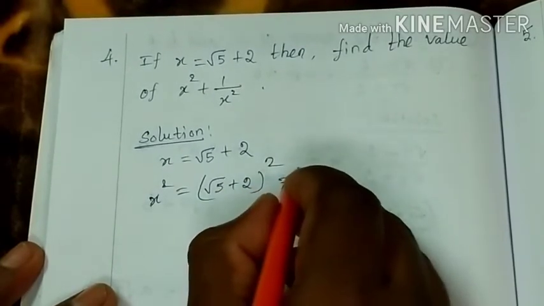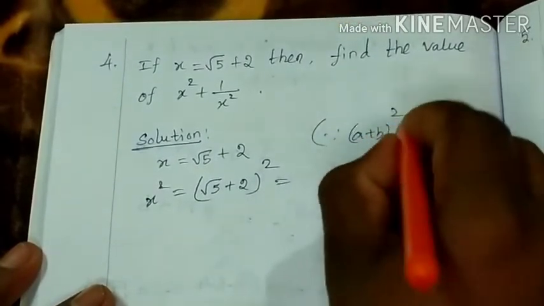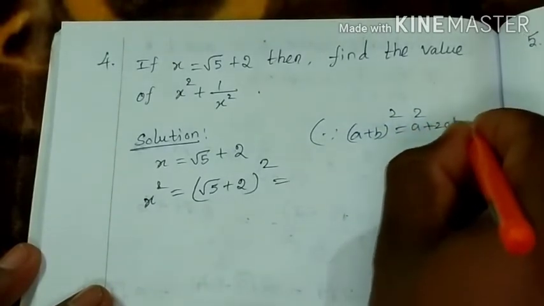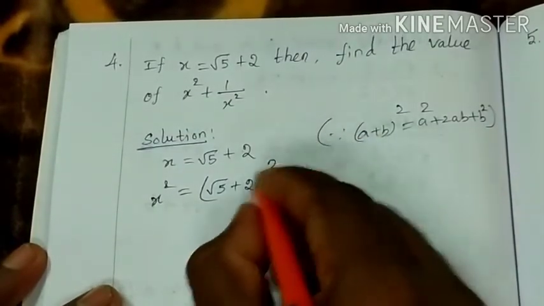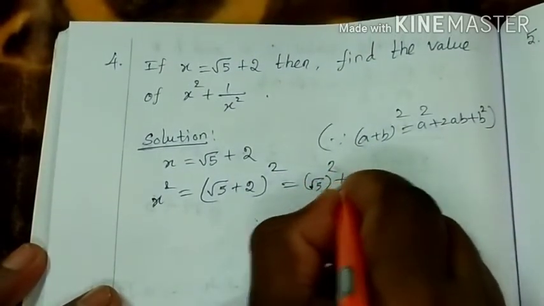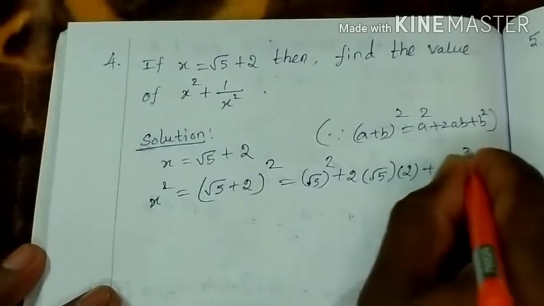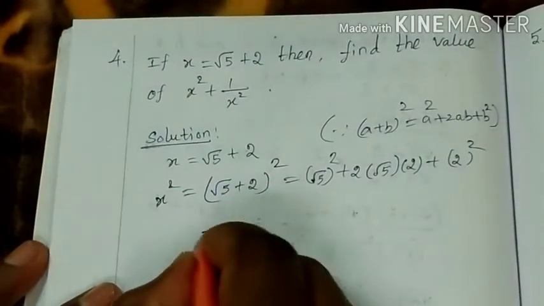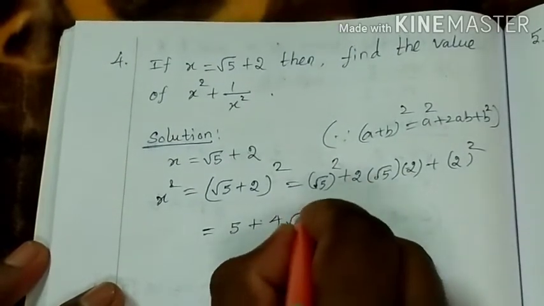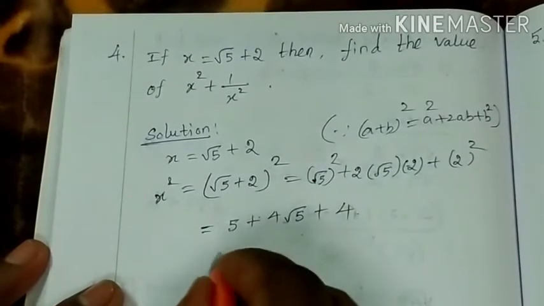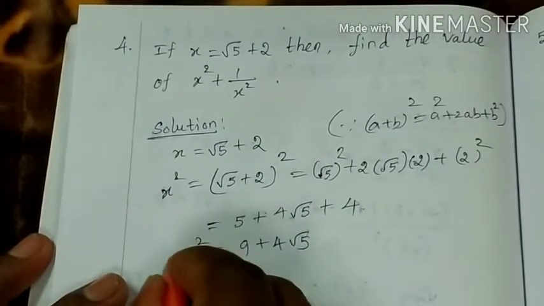A plus b whole square is equal to a square plus 2ab plus b square. This is your algebraic formula. Apply here. A square, root 5 the whole square, plus 2 into a is root 5 and b is 2, plus b square, so 2 square. That's all. Okay, simply apply the formula. Root 5 the whole square is 5, plus 2 2s are 4 into root 5, plus 2 square, 2 2s are 4. So 5 plus 4 is 9, 9 plus 4 root 5. This is x square. Okay.